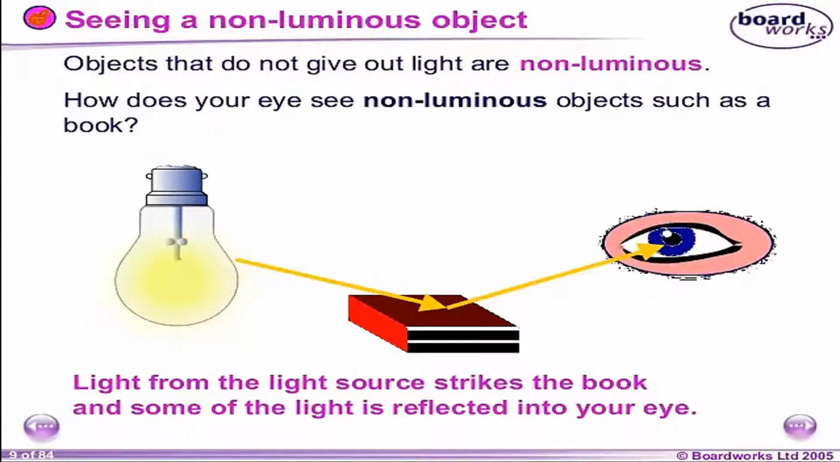Next, seeing a non-luminous object. I explained it already. Light from the light source strikes the book, and some of the light is reflected into your eyes. So that's the reason that we can see things around us, because of the light. Even though they are non-luminous objects, we can see them with the help of the light source, which is known as a luminous object.